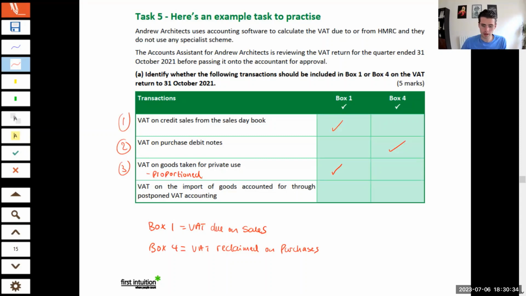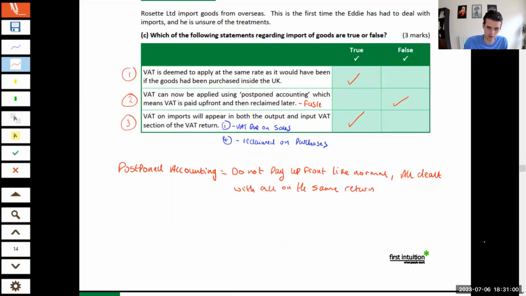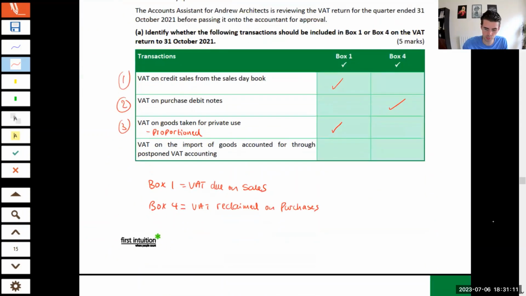And the last one, again, this is a bit of a trick, a bit of an interesting way of doing it. Perhaps the wording of the question could be a little clearer, but also very clearly it's not fooling anybody in the chat box, is it? VAT on the imports of goods accounted for through postponed VAT accounting. Now, we've actually just done this, haven't we? If we just very quickly scroll up to task 4, literally just did it. So it's kind of spoiling itself a little bit here. We said that any imports, we record it in both sections. So this one goes in both.